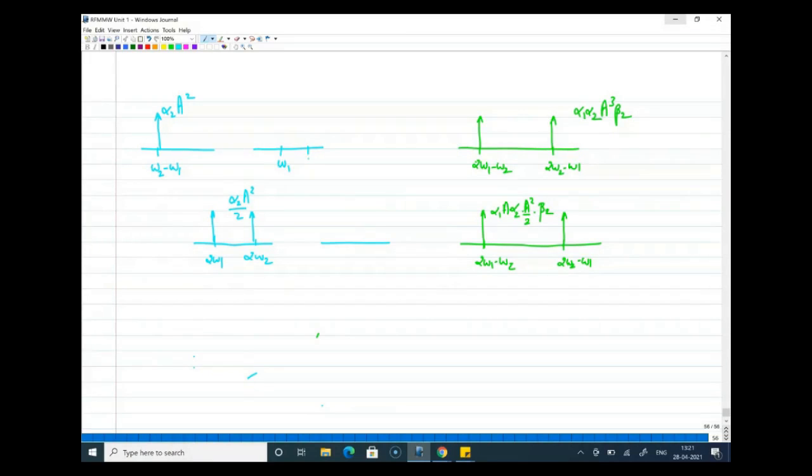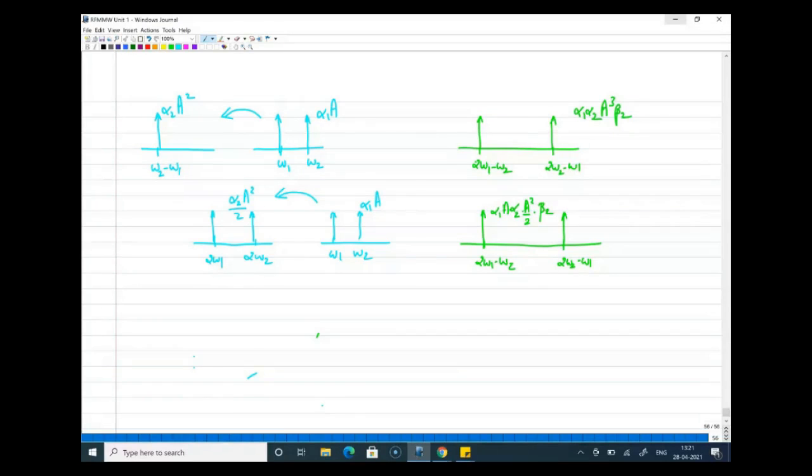So we have the fundamental terms omega 1 and omega 2 with amplitude alpha 1a, and this is again alpha 1a. The product term, the 2 alpha 1 alpha 2 term which is available at the output of second stage, is actually the sum of the product of these two.